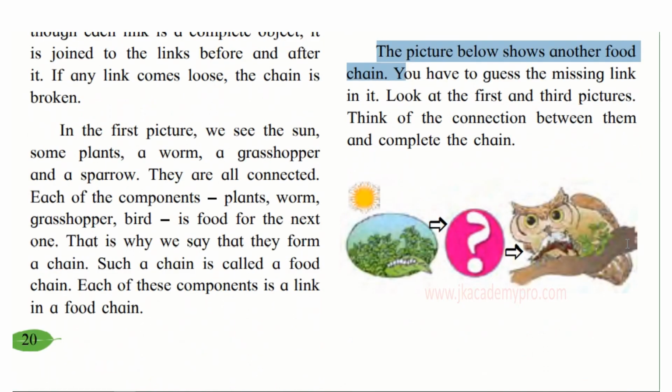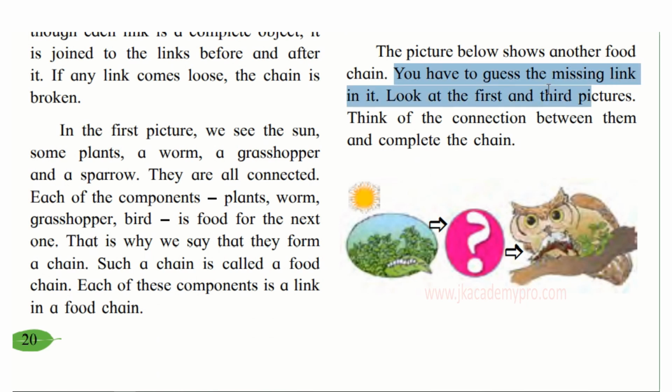So now let's look at this little picture over here. Now you have to guess the missing link in it. I had asked you a question earlier also. If something is missing in the food chain, what will happen? Now here it is. If there is something missing over here, let's look at this picture and observe it. We see the sun, of course, there are plants and there is a worm over here. Okay, and we see there is an owl, and the owl is eating a bird, isn't it?